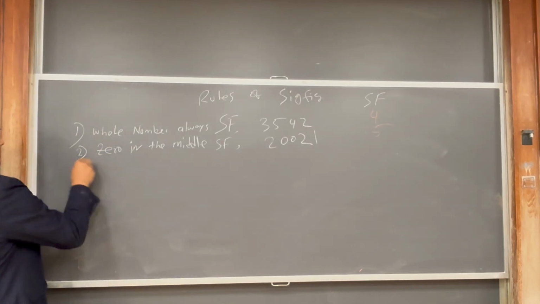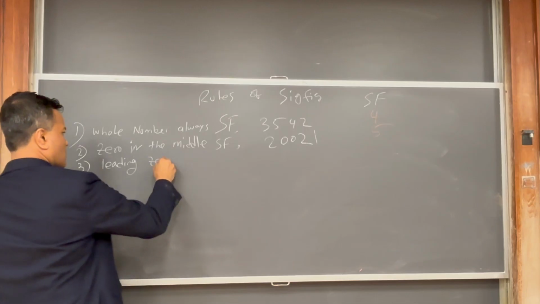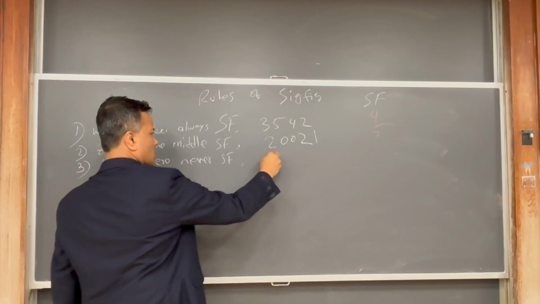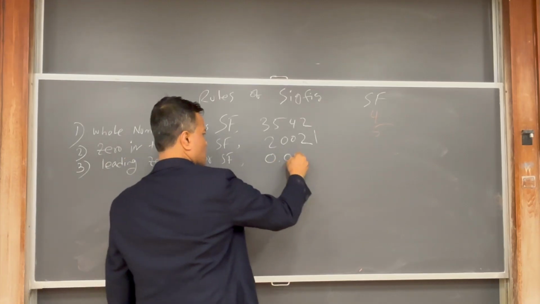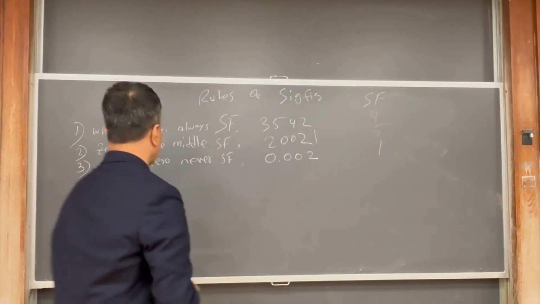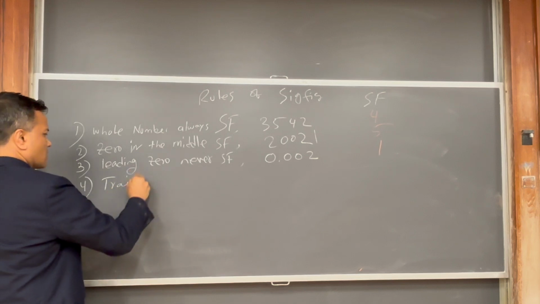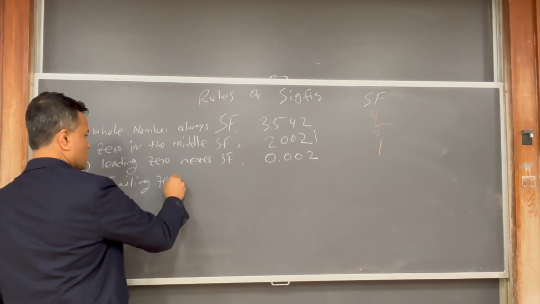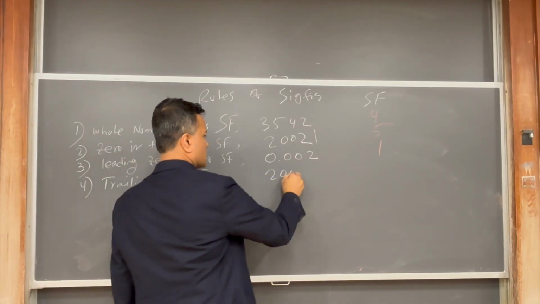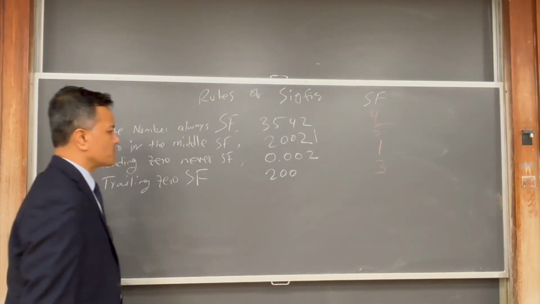Rule number 3: leading 0 is never sig fig. 0.002. 1 sig fig. Rule number 4: trailing 0 is sig fig. 203. Now let's make some extreme cases.